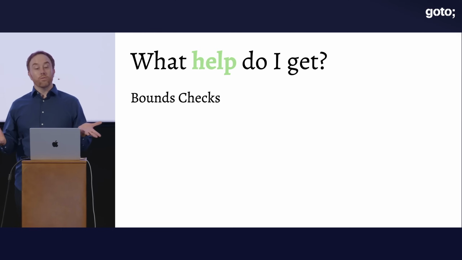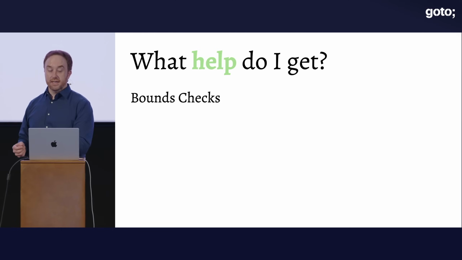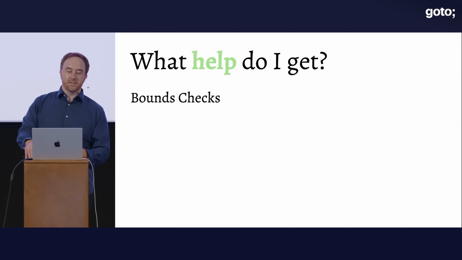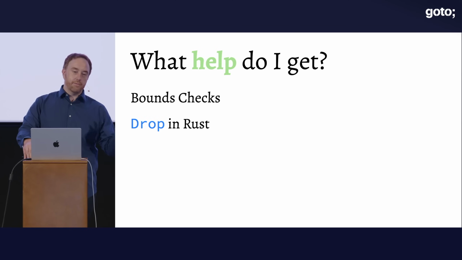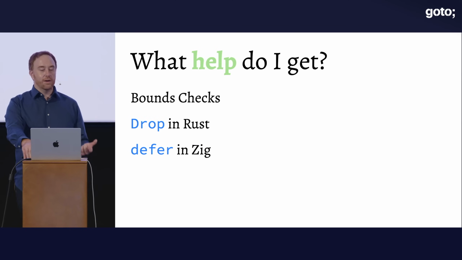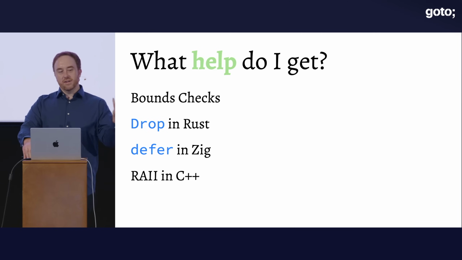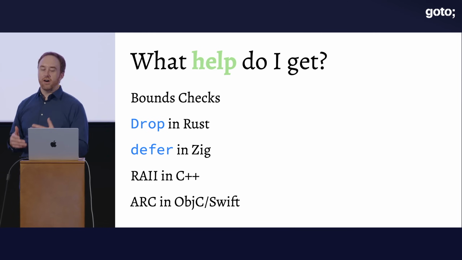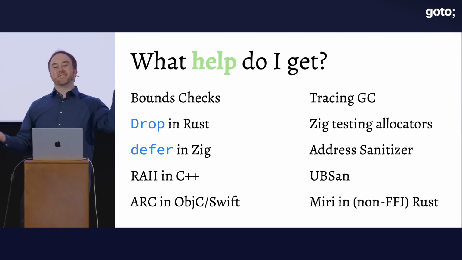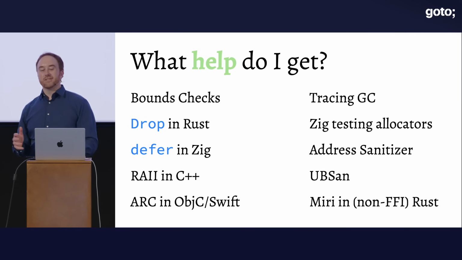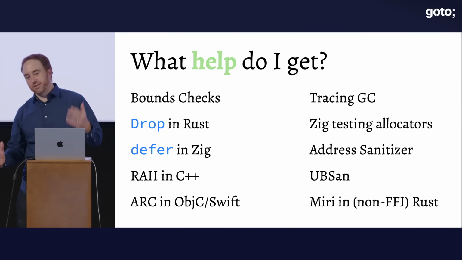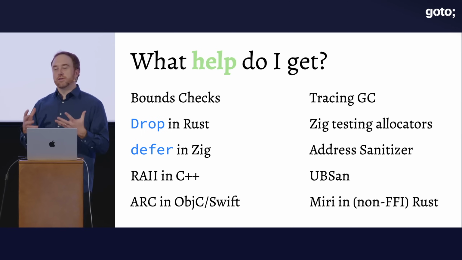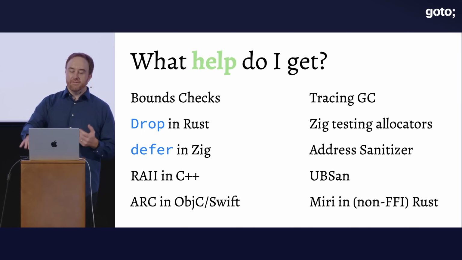Bounds checks are only one example of how a language can help us with these things. For use after free and double free especially, there's all sorts of different tools that languages can help us with. So the Drop trait in Rust is a good example of this. The defer keyword in Zig that we talked about earlier. C++ has a thing called RAII that can help with this. Objective-C and Swift and other languages have automatic reference counting. The list goes on. Tracing garbage collection. Zig has these really cool testing allocators, AddressSanitizer, UB sanitizer, Miri in non-FFI Rust. There's just lots of different tools that we get from different languages, and these all have different trade-offs.